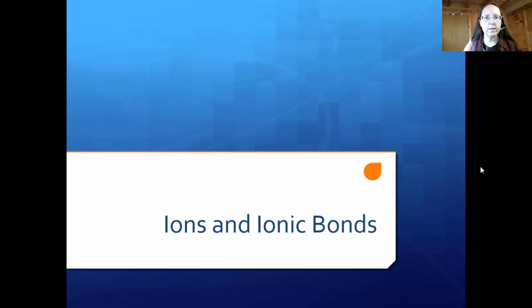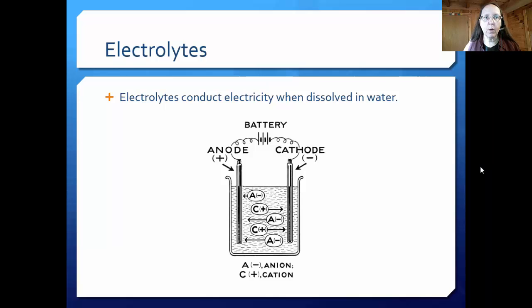Ions and ionic bonds. We begin our discussion of chemical bonding with one of the ways to distinguish ionic compounds from covalent compounds. Ionic compounds, when dissolved in water, form solutions that conduct electricity. They are electrolytes. The reason they do this is that when dissolved, ionic compounds separate into positive and negative ions. Positive ions are attracted to the cathode, and negative ions are attracted to the anode. This movement of ions allows a current to flow through the solution.